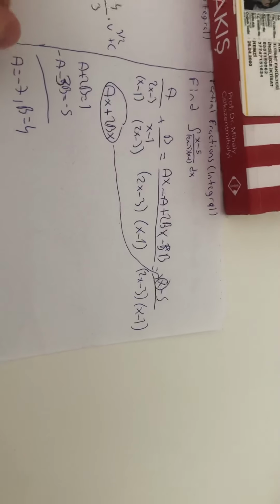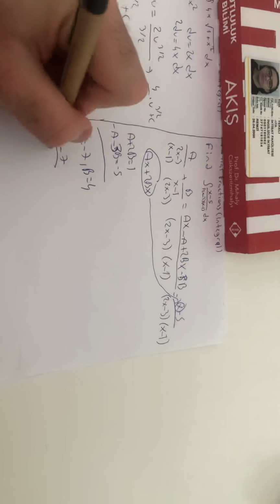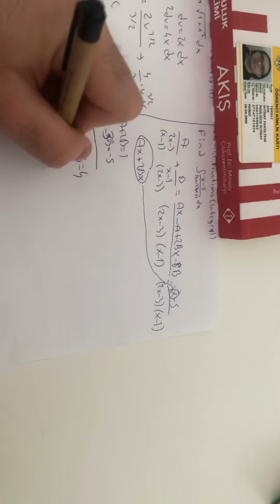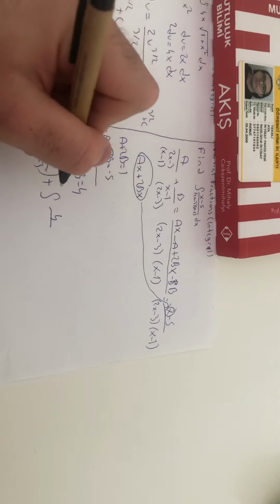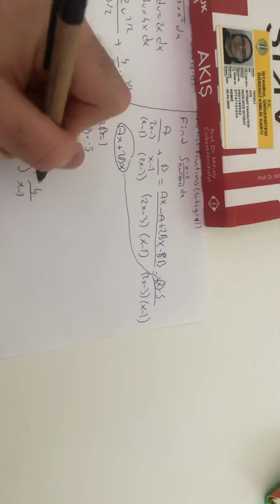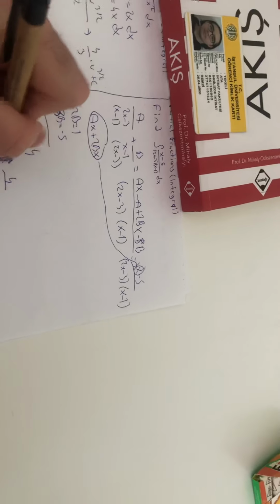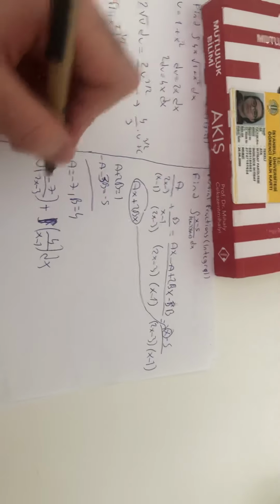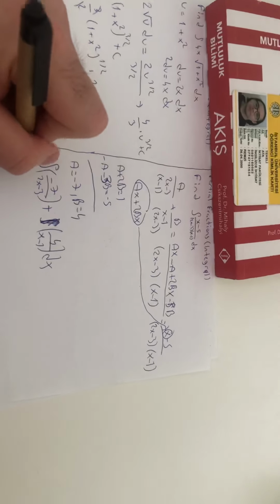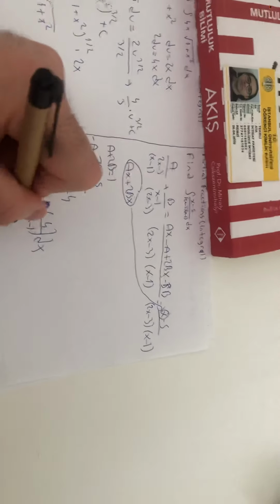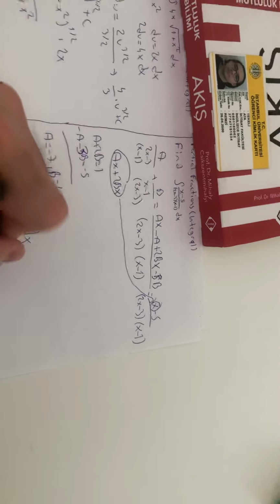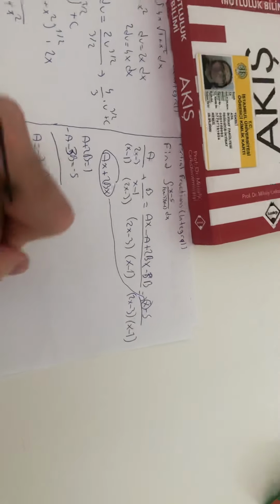Now our integral looks like minus 7 over 2x minus 3 plus 4 over x minus 1 dx. And then when we use the properties of integrals, we will see minus 7 times ln of 2x minus 3 plus 4 times ln of x minus 1 plus c.